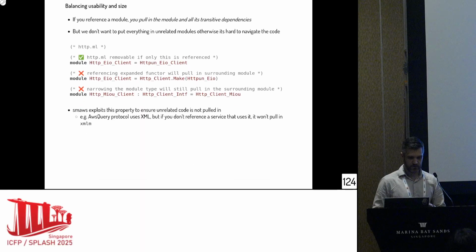smaws takes advantage of this to not pull in unrelated code. A good example is that some of the underlying protocols use XML. If you're not using one of those protocols, you don't want to have to pull in an XML parser.